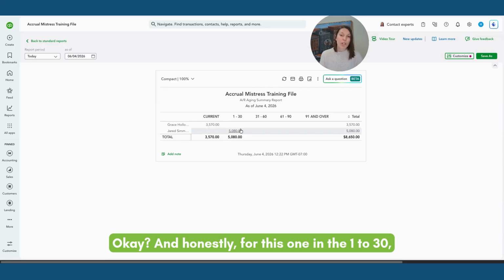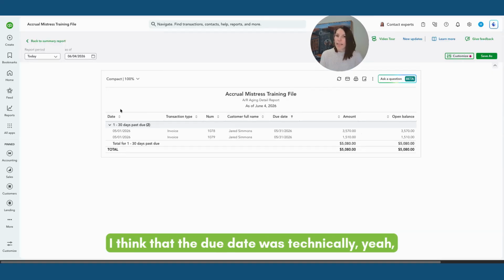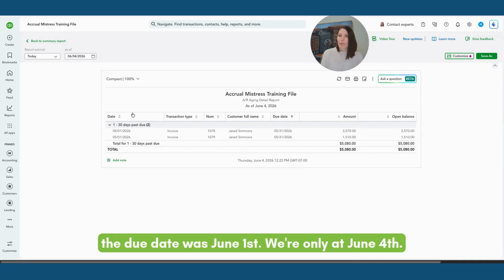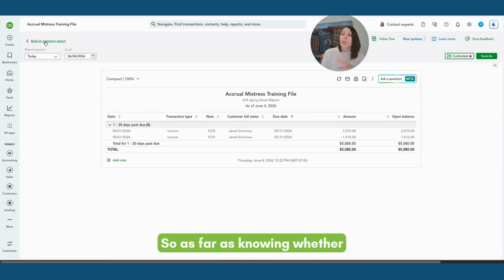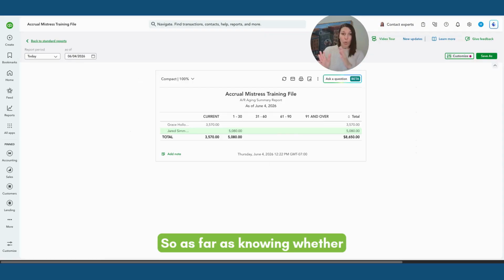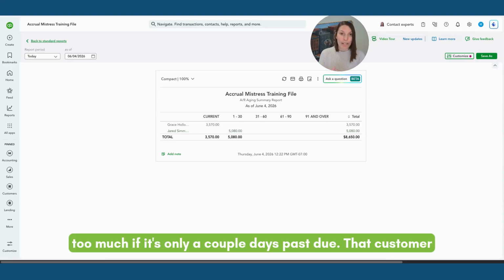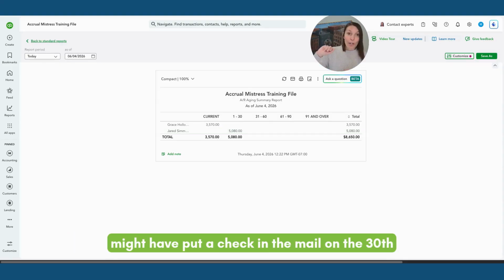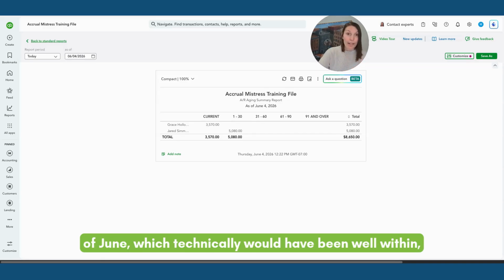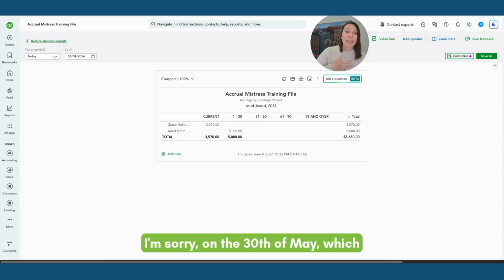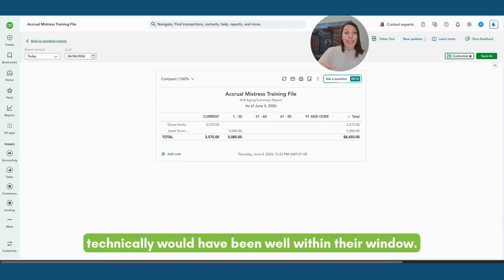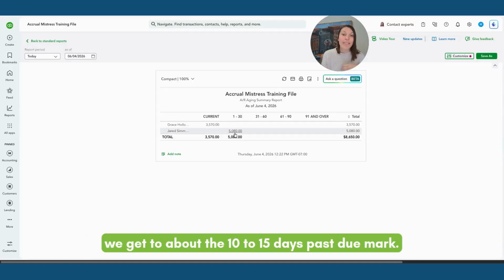And honestly, for this one in the 1 to 30, when I was looking at it earlier, I think that the due date was technically June 1st. We're only at June 4th. So as far as knowing whether or not something is accurate, we don't have to stress too much if it's only a couple days past due. That customer might have put a check in the mail on the 30th of May, which technically would have been well within their window, and we might just not have received it yet. Okay, as a general rule, I don't tend to start stressing about stuff like this until we get to about the 10 to 15 days past due mark, okay?